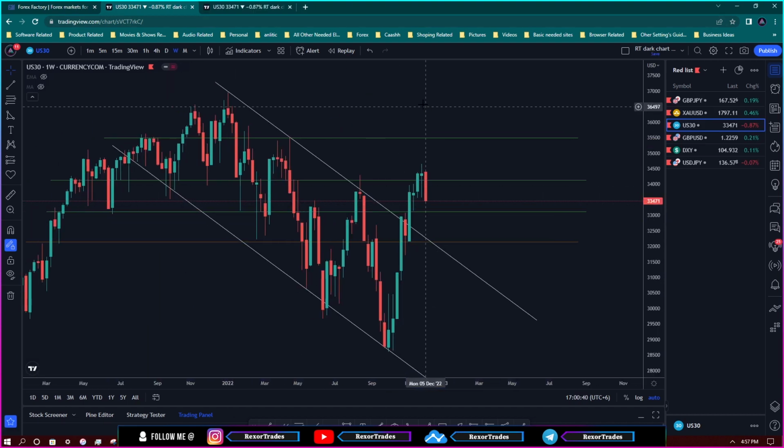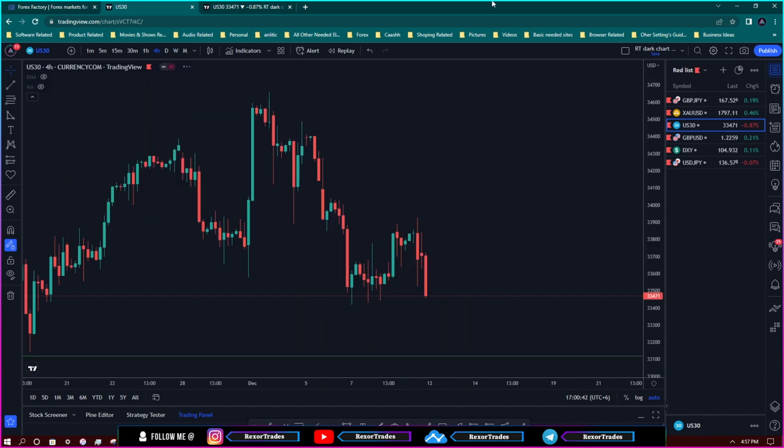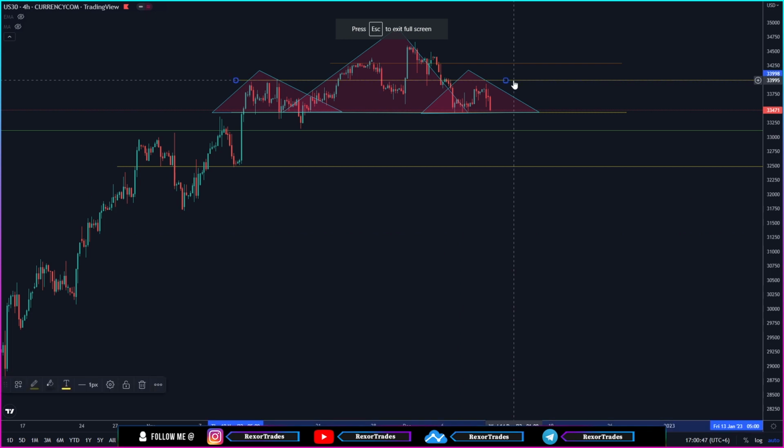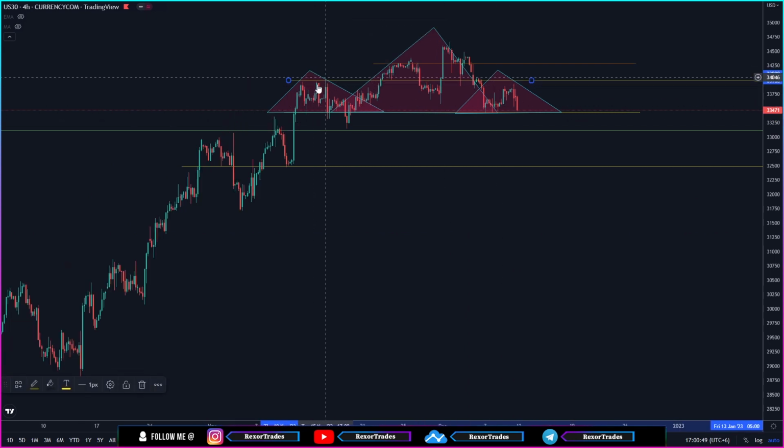Now to have a better look at the head and shoulder pattern, if you go to the 4-hour time frame, then we can see this key zone which is currently acting as US30's resistance zone in between this head and shoulder pattern in its attempt to continue pushing down.